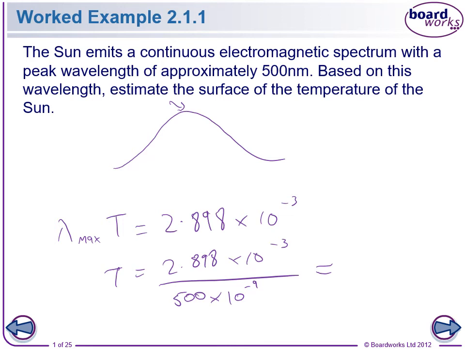And I get 5,796 Kelvin. Now, interestingly, if you look up on Google the surface temperature of the sun, it is about 6,000 Kelvin. So our approximation is pretty good. Considering this is for a black body, it's pretty good.